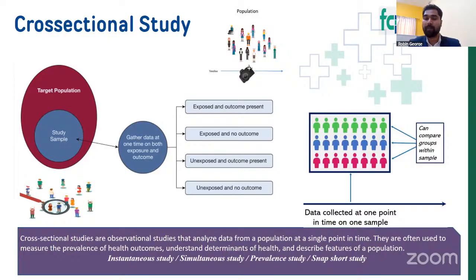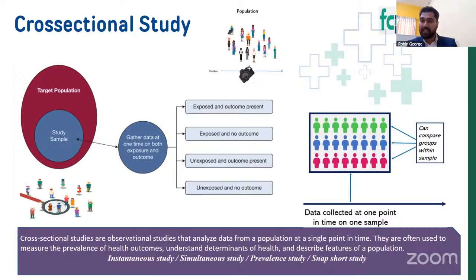Remaining 500 people. Out of the 2,000 obese people, 1,500 have diabetes, but another 500 are obese but there is no diabetes. That is exposed and no outcome. So here we are collecting the data and categorizing it. The next category is unexposed and outcome present, which means non-obese and diabetic. Then among non-obese, some are non-diabetic. So that is what we study in a population.